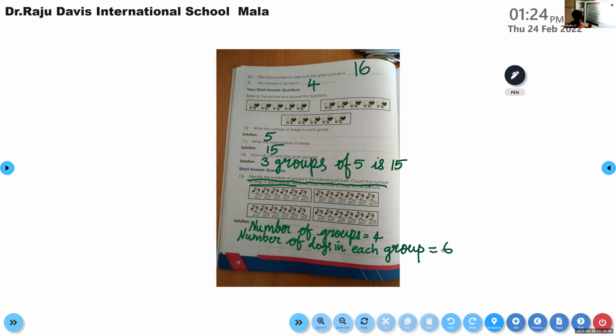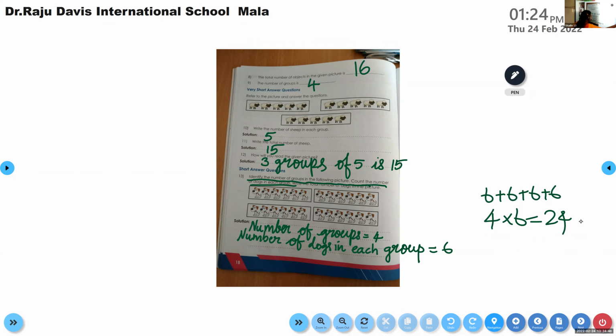Now we have to find the total number of dogs. So there are 4 groups, no? So 6 plus 6 plus 6 plus 6. 4 times 6. What's the answer? Just now we completed it in the fourth table also. 6 into 4 or 4 into 6, what's the answer? 1 4 is 4. 2 4s are 8. 3 4s are 12. 4 4s are 16. 5 4s are 20. 6 4s are 24. Very good. 4 into 6 is equal to 24.